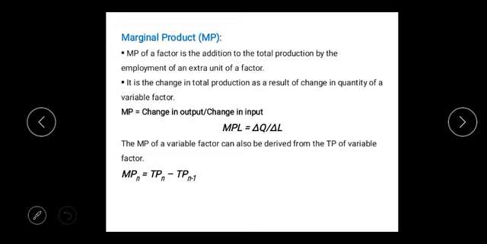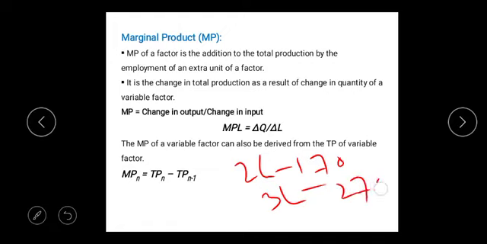Let's illustrate this with the help of an example. Students, suppose 2 workers are employed to produce rice on an agricultural farm and they produce 170 quintals of rice or wheat per year. Now, if instead of 2 workers, 3 workers are employed, and as a result, total product of rice increases to 270 quintals.